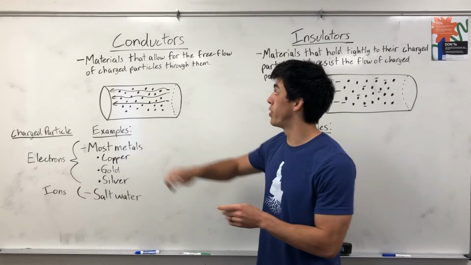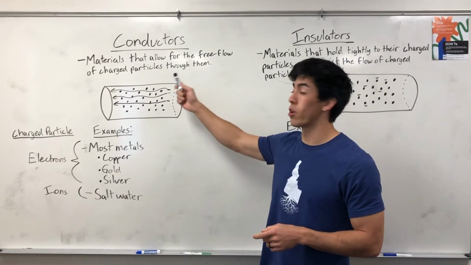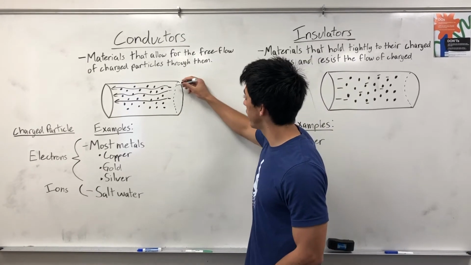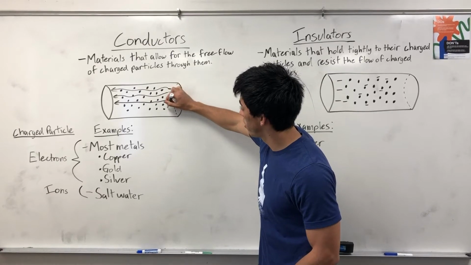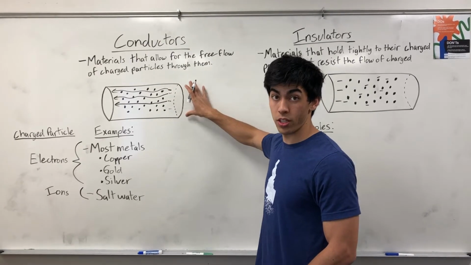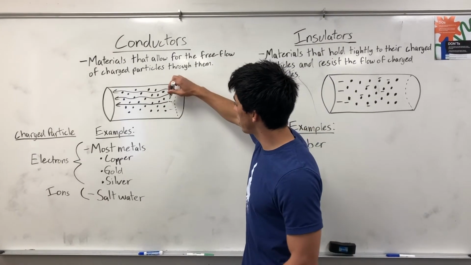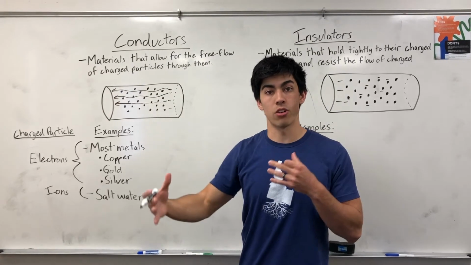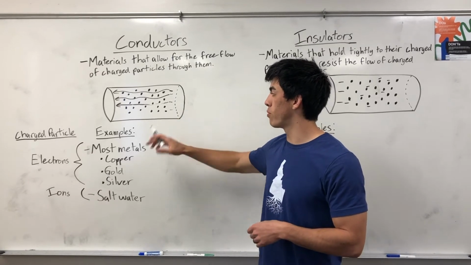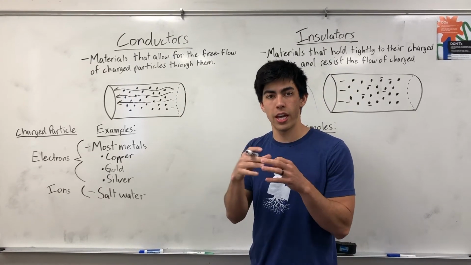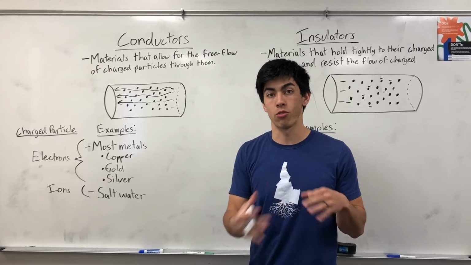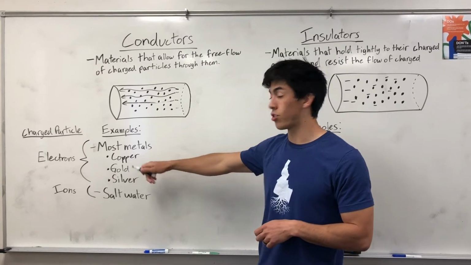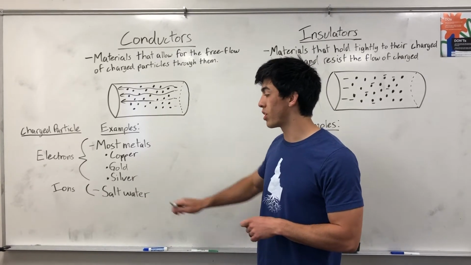So conductors are materials that allow for the free flow of charged particles through them. In this example, we send a bunch of electrons through this material that is a conductor, and when we do so, the electrons are allowed to freely move through them, similar to a sea of electrons. The reason is because these atoms have free orbitals and allow for free movement of electrons through them. Some examples of conductors are most metals such as copper, gold, and silver, as well as salt water.